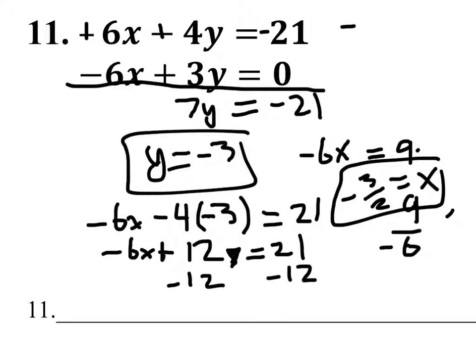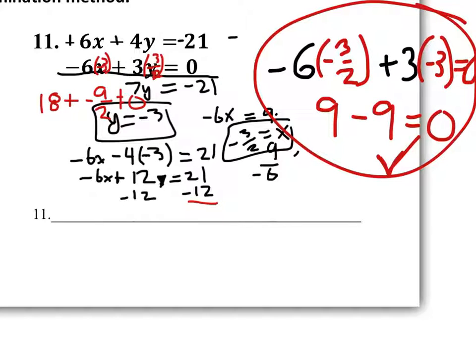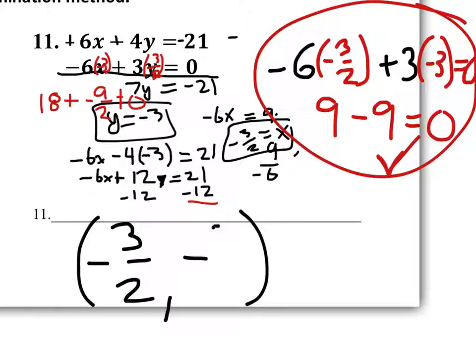We're done. No, we are not done. It should be a coordinate pair. So let's use that top equation. We're going to replace x with negative 3 and y with negative 3 halves. Actually, we're going to use the bottom one, right? So that will give us 18 plus... 3 is a negative 9 halves. So it looks like something might have gone awry. That will not equal 0. So we checked it right here, and we found that it's good. So the answer should be written as a coordinate pair: negative 3 halves and negative 3.